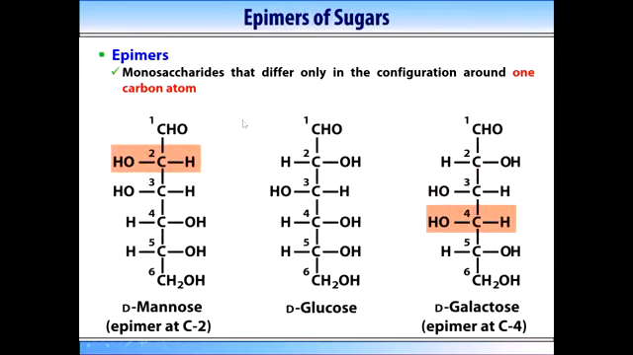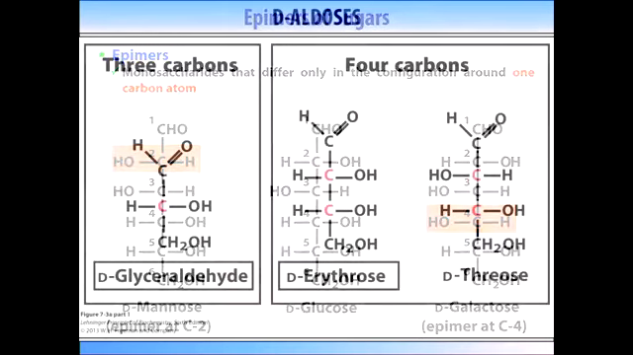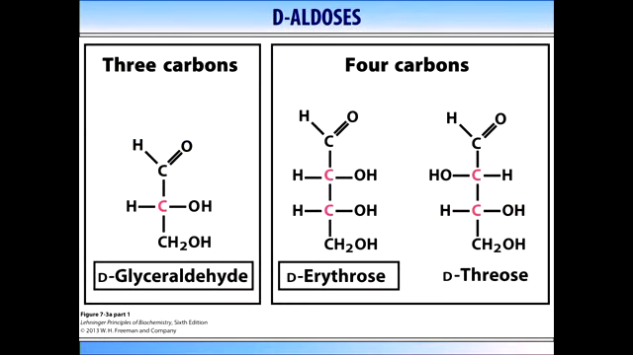Because actually you may have, let's say, one sugar with three OHs looking to one side, and the other sugar will be with three OHs looking to the other side. These two sugars will be, by definition, diastereomers, but not epimers, because they have more than one carbon difference.